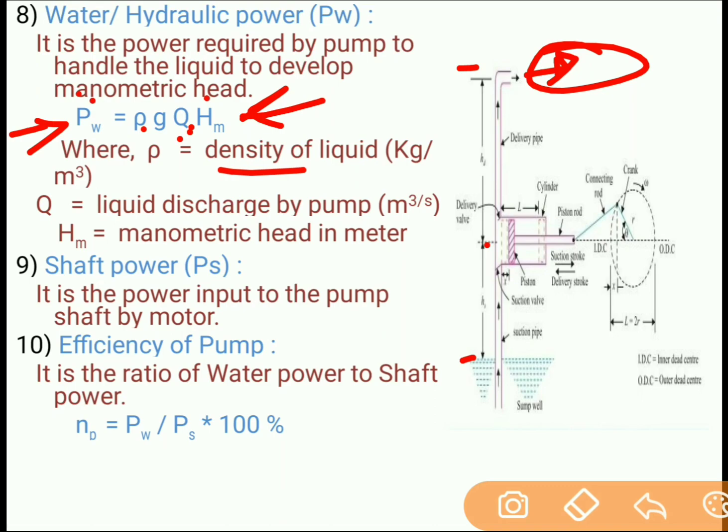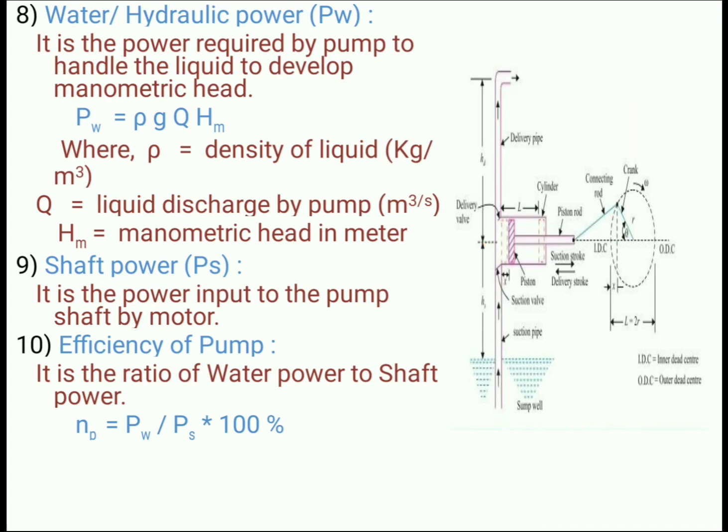Also, water power depends upon the manometric height, that is, the height difference. Hm is the summation of static head plus dynamic head plus frictional head losses. So it depends upon this height difference from the sump to the delivery pipe. Next is shaft power, that is, power input to the pump by the motor.